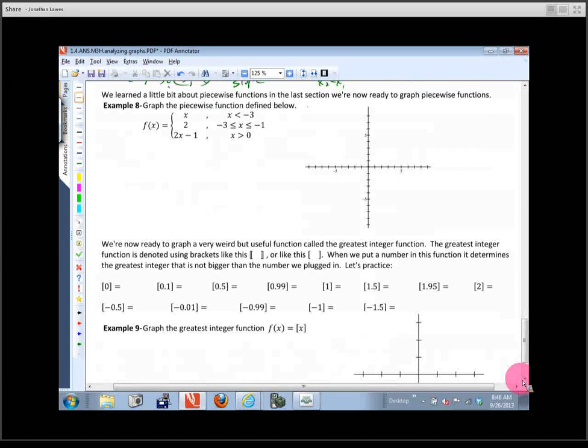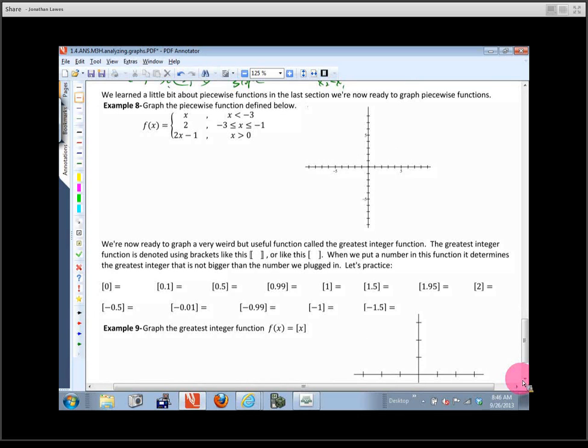Okay, this is a piecewise function. So we're going to graph this piecewise function. How many pieces does it have? Has 3 pieces. Okay. Do you know what this looks like? If I said f of x equals x, or if I said y equals x, I mean, we know what that looks like, right? Okay? It's this line right here. Correct?